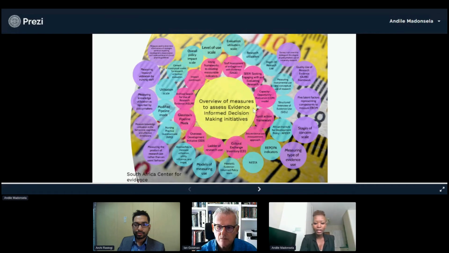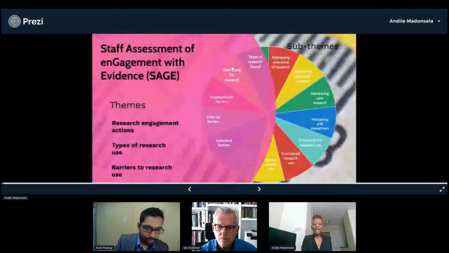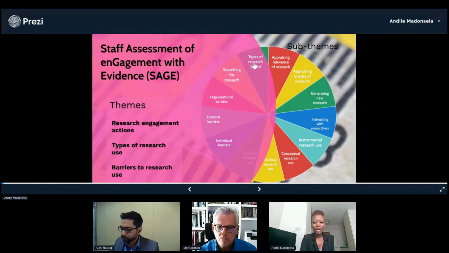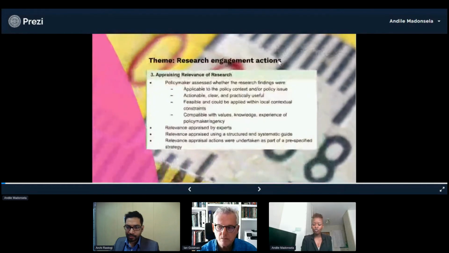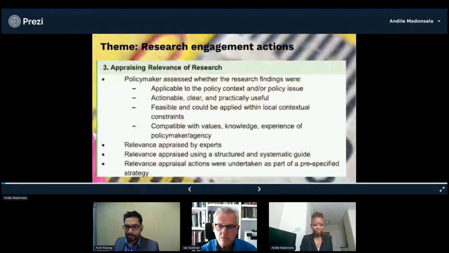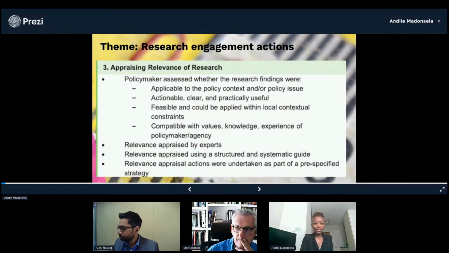For example, if I were to zoom into SAGE, you would realize that SAGE has 3 themes, which are further divided into 13 sub-themes. If you want to understand how they measured appraising the relevance of the research, you could click on that and you'd see that they considered measuring if the relevance was appraised by experts, the relevance was appraised using a structured and systematic guide, and etc.